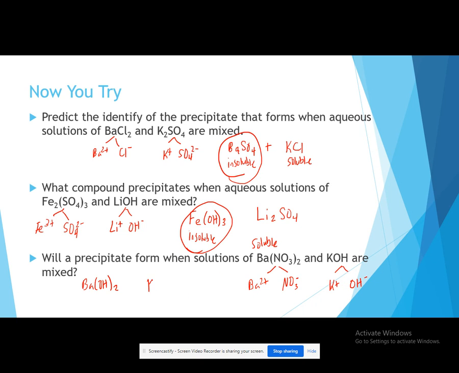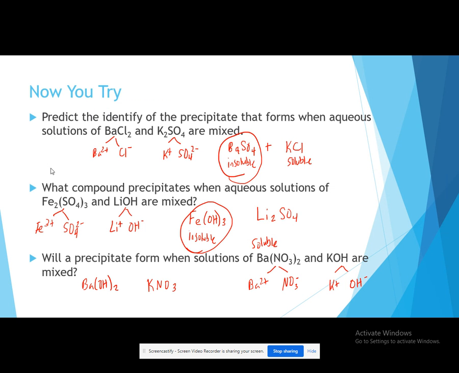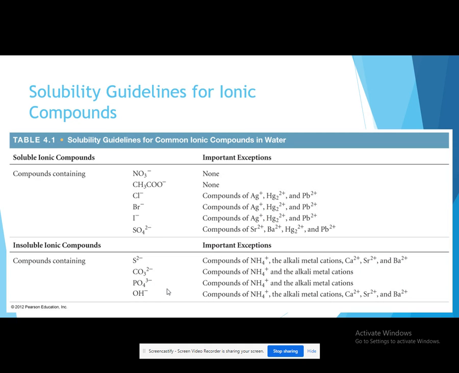the K and NO3. So let's look at the table and see how we do. First one we're going to look at is Ba and OH. So down here I go down. Oh, I see the OH. Ba is one of the exceptions, so that means it flips up here and makes it soluble. Okay, so this one's soluble. Okay, and then I have potassium and NO3. So if I go down to my table, oh, I have NO3. There's no exceptions, which makes it automatically soluble.